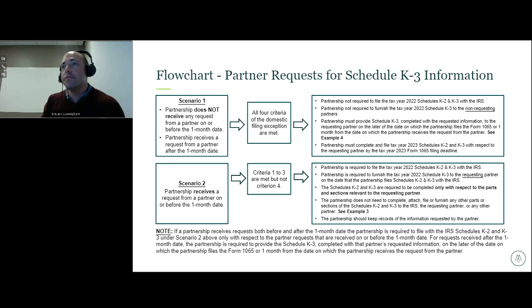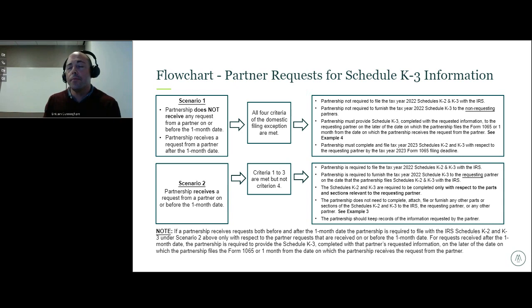But the partnership must provide the K-3 completed with the requested info to the requesting partner on the later of the date on which the partnership files the 1065 or 1 month from the date on which the partnership receives a request. And we'll go through an example of that in a minute. So there's this 1 month period, and the partnership has to provide that information to that partner. And otherwise does not have to file the K-2 and K-3 with the IRS. So that's important info.